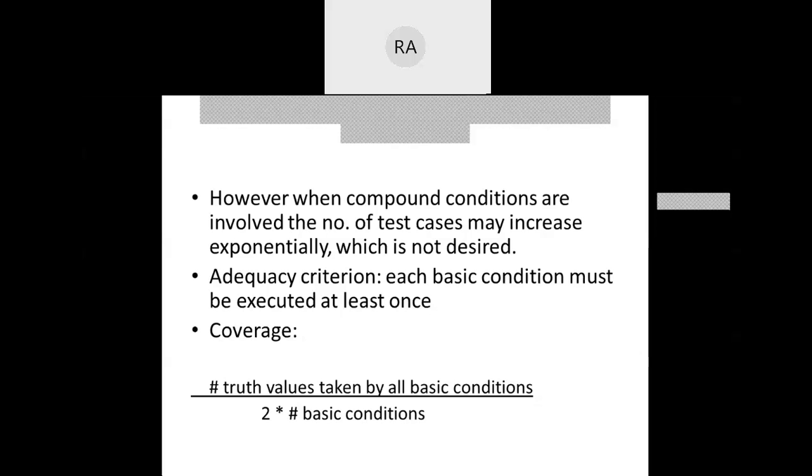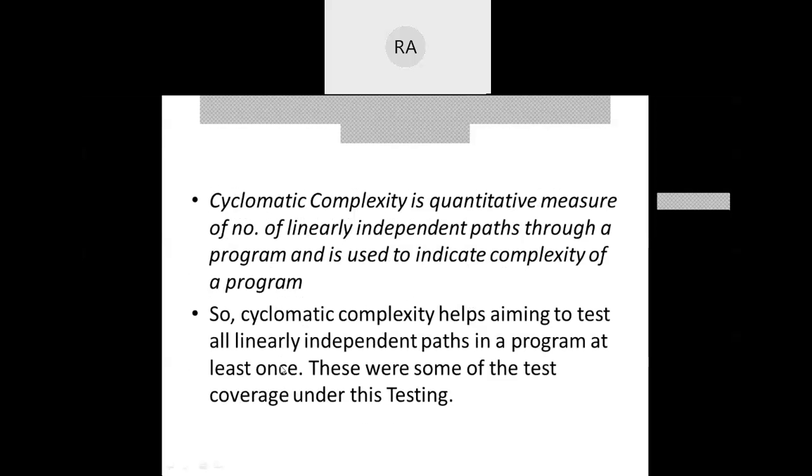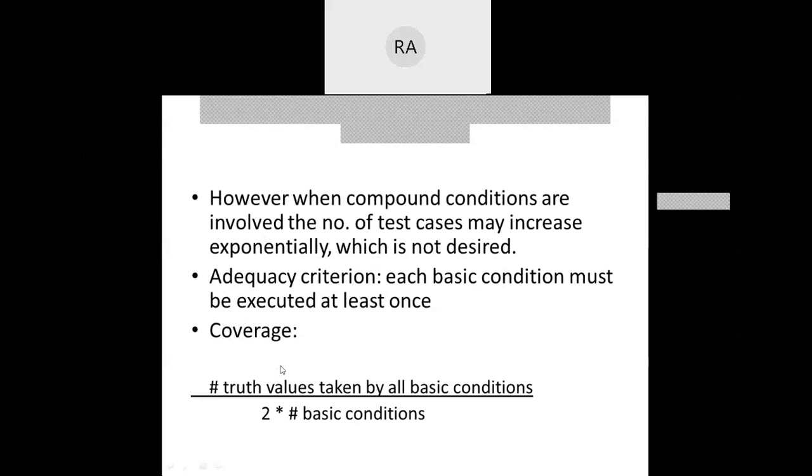Unlike the previous one, how do I measure the coverage with respect to the conditions that I have written in the code? It is the number of truth values taken by all the basic conditions divided by 2 into the number of basic conditions which are present in the code. I'll tell you the examples for each one of them, how the numericals can be given with respect to coverages, in the next session.